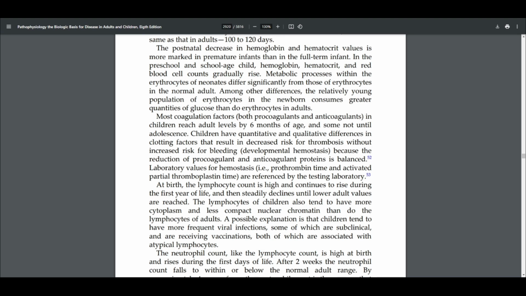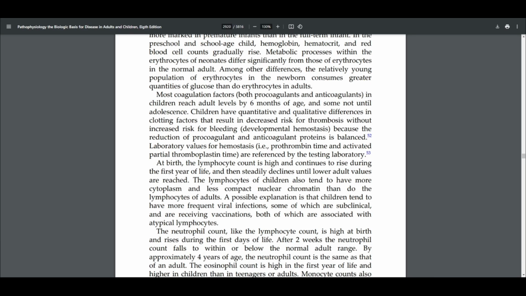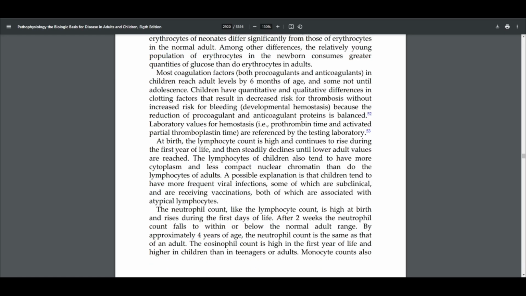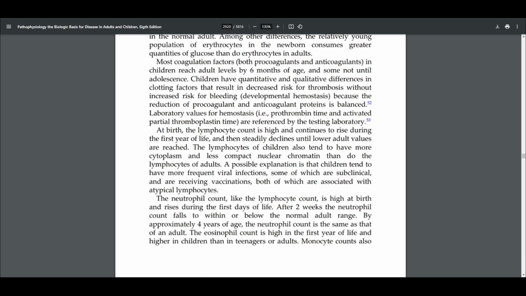Metabolic processes within the erythrocytes of neonates differ significantly from those of erythrocytes in the normal adult. Among other differences, the relatively young population of erythrocytes in the newborn consumes greater quantities of glucose than do erythrocytes in adults. Most coagulation factors in children reach adult levels by 6 months of age, and some not until adolescence. Children have quantitative and qualitative differences in clotting factors that result in decreased risk for thrombosis without increased risk for bleeding, because the reduction of procoagulant and anticoagulant proteins is balanced. Lab values for hemostasis are referenced by the testing lab.